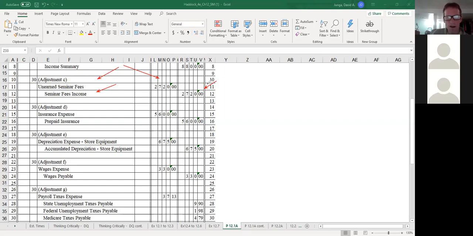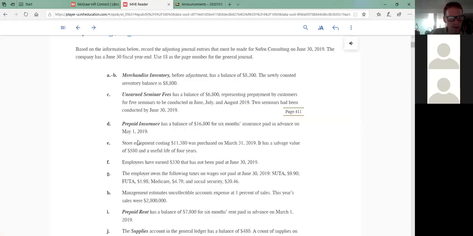So that first one, I just call it unearned revenue. I keep it more simple than they do. They use the words fees income, and I don't know why they just didn't say seminar revenue. It's all preference, and I prefer the word revenue, so I don't want that to throw you off. But anyway, this is how you do an unearned revenue. I know I showed you a couple last week as well, but this is a new one from chapter 12 that we didn't do in chapter 5. Okay, so that is letter C.